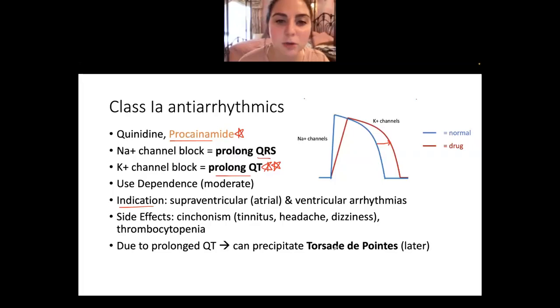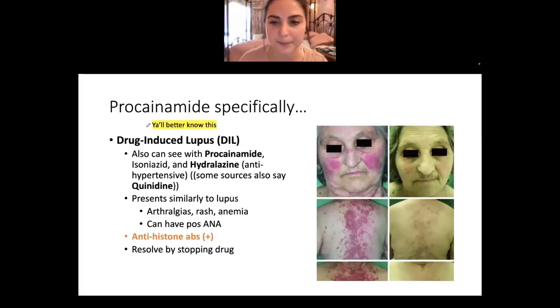And also because we do have a prolonged QT, you can precipitate torsades de pointes. We're going to talk about this a lot later with the class 3s, because all of the class 3s can precipitate torsades. But you have to remember class 1As also extend that effective refractory period and prolong the QT interval. Now you can also get torsades with that.